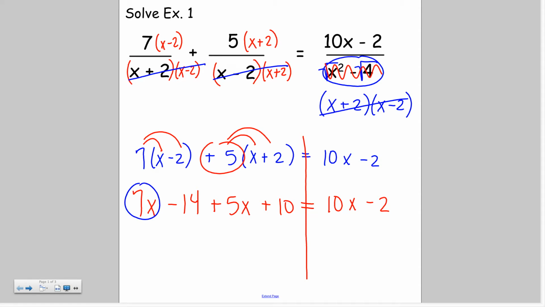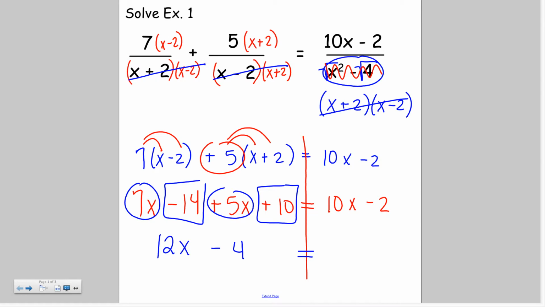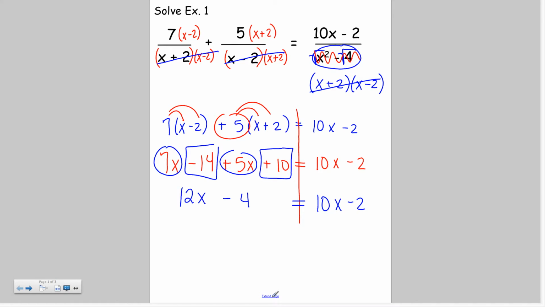So on the left side is the side that's a little bit congested, so let's clean it up. So looking for like terms, 7 plus 5 give us 12x. My other like terms are negative 14 and 10. When I combine those, I get negative 4. Bring down the right side. So I've cleaned it up as much as I can on either side.